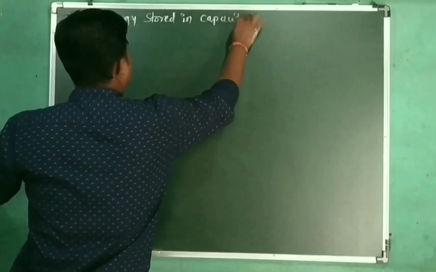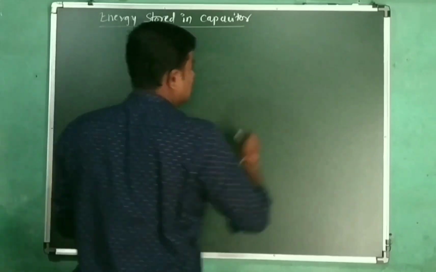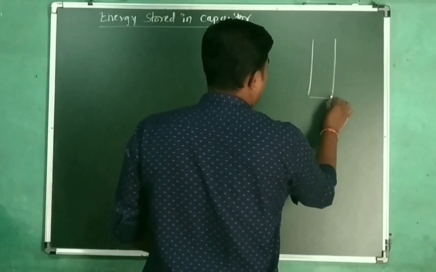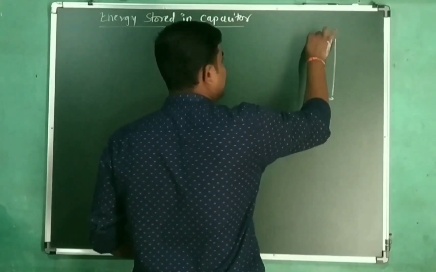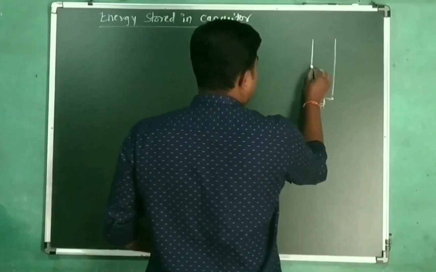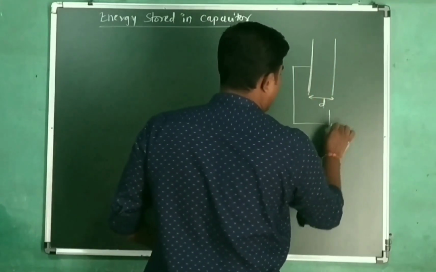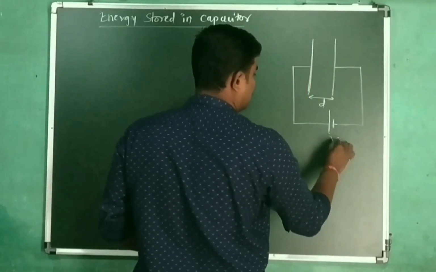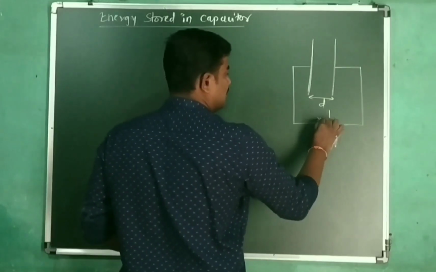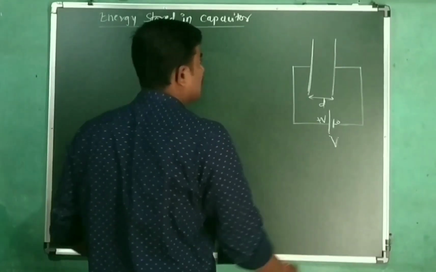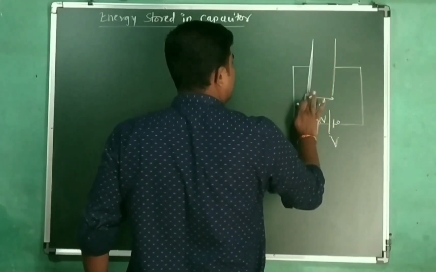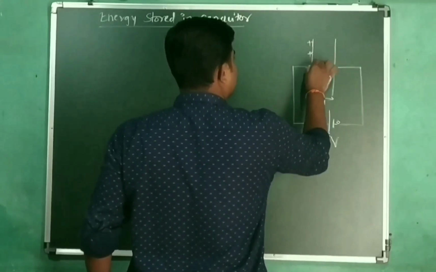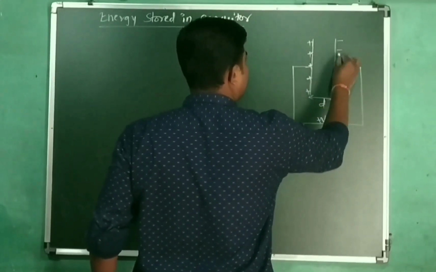Energy stored in capacitor. For this, consider one parallel plate capacitor like this, where d is the distance and A is the area of the plate. This capacitor is connected to a battery like this, and this battery has a potential difference of V. It means it is plus V and it is 0. This is the positive plate. Positive charges are here and the same number of negative charges here.